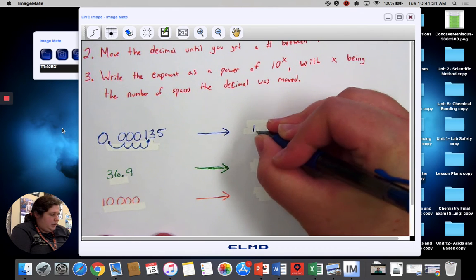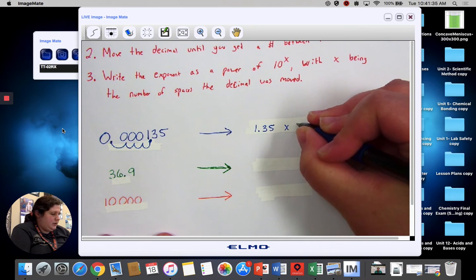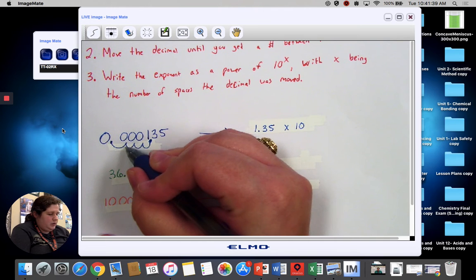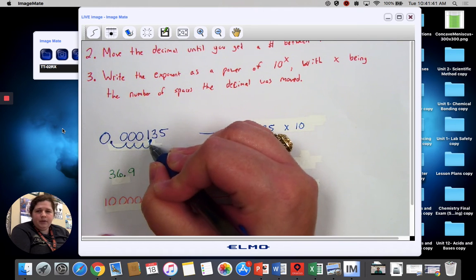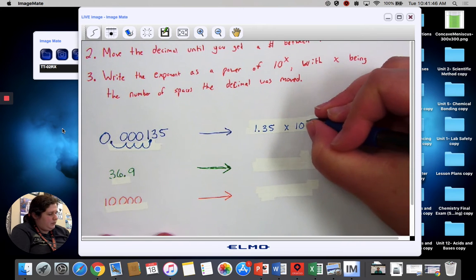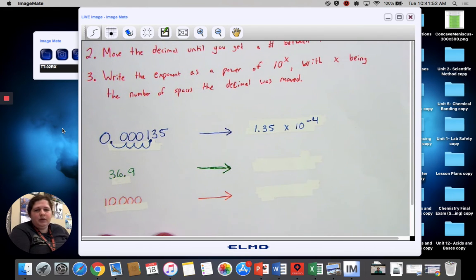I'm going to write down 1.35 times 10 to the power of, I had to move it 1, 2, 3, 4. This is a small number, like a decimal, so I'm going to put a negative 4. Okay?